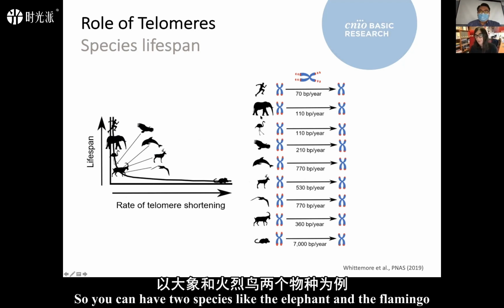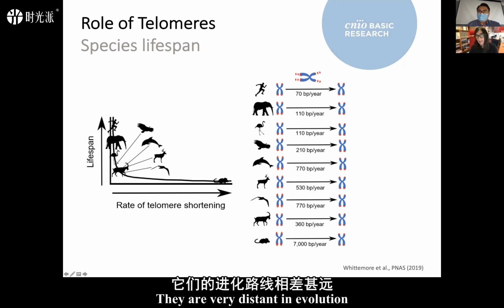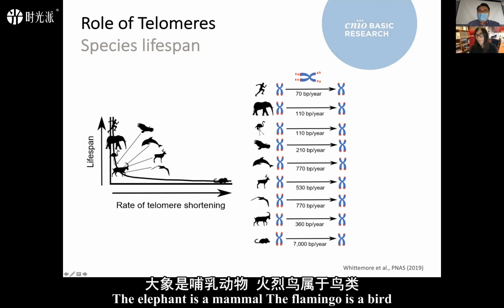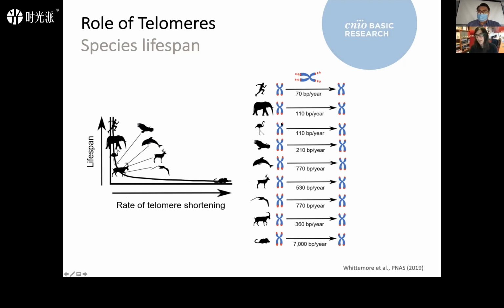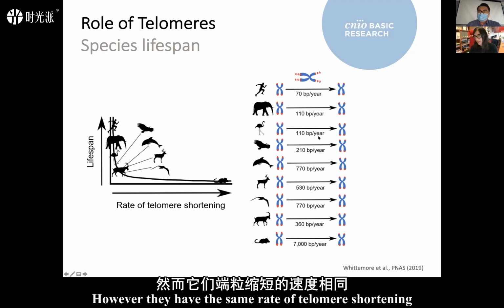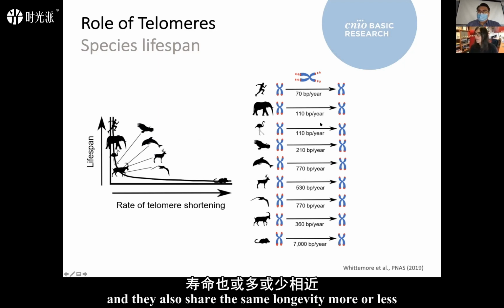So you can have two species, like the elephant and the flamingo. They are very distant in evolution. The elephant is a mammal, the flamingo is a bird. However, they have the same rate of telomere shortening, and they also share the same longevity, more or less.